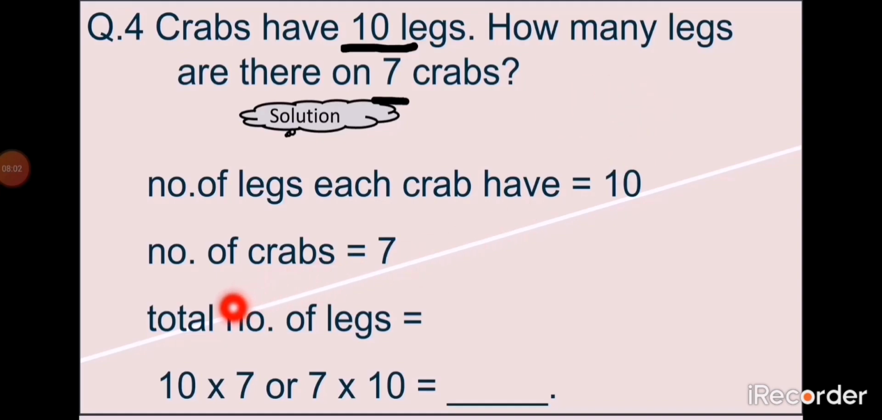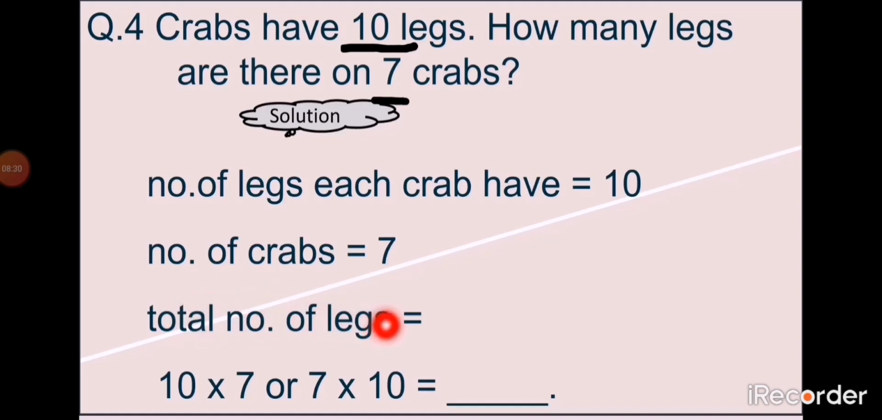Or altogether legs. So we will write total number of legs is equal to, we can also write altogether legs, or total number of legs 7 crabs have. We can write any statement here. After writing that third statement, leave one line and write your multiplication sentence. 10 multiplied by 7 or 7 multiplied by 10 is equal to dash. I have written in both ways. Or means you can take any option.